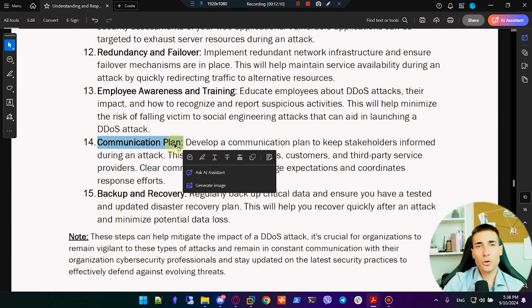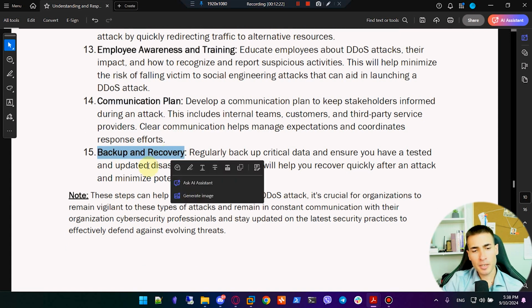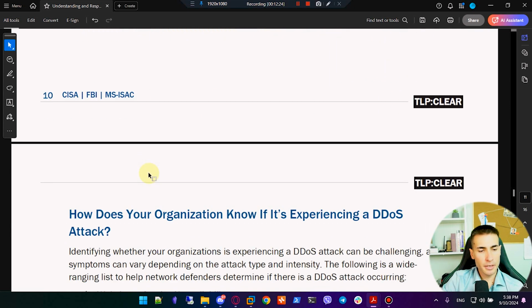They have to know what's going on, why the website is not working, why they are losing money due to lost opportunities and so on. So you have to have a way to communicate. Backup and recovery is clear.